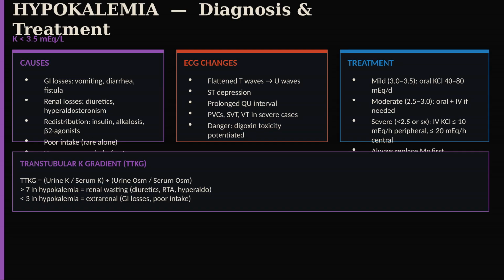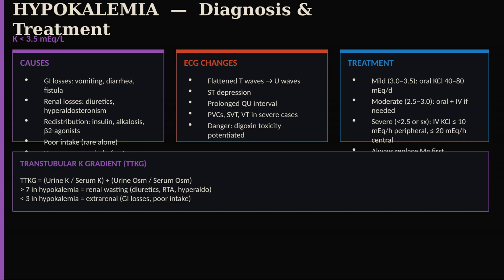Potassium below 3.5. Start with the 3 buckets of cause. GI losses, vomiting, diarrhea, fistulas. Renal losses, diuretics and hyperaldosteronism. And redistribution, insulin, alkalosis, beta agonists, driving potassium into cells without any true deficit. Poor intake alone rarely does it. And then the one everybody forgets, which will hammer all episode, hypomagnesemia, the cause of refractory hypokalemia.